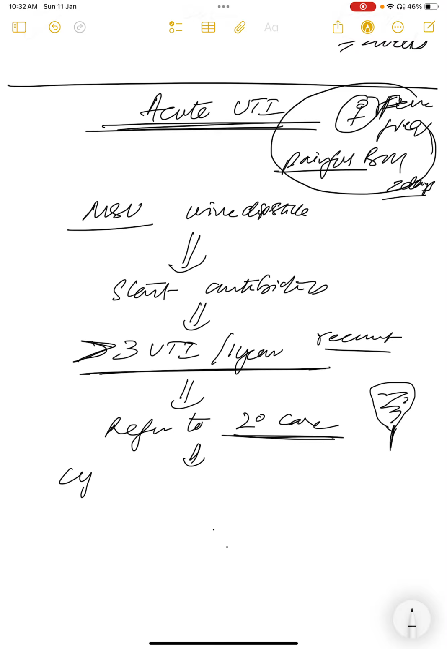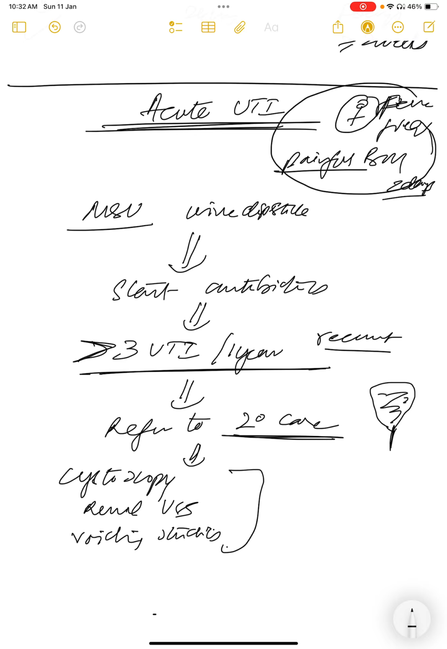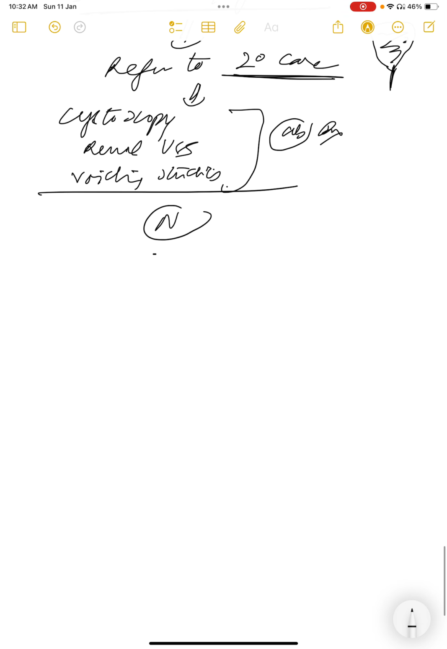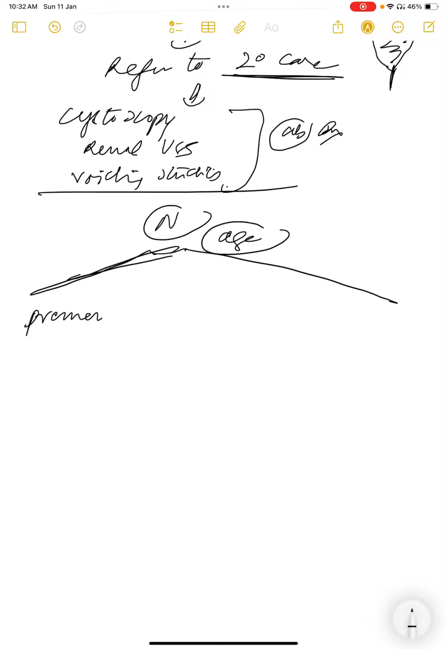They'll go for cystoscopy, renal ultrasound, voiding studies. Whatever abnormalities are there, they'll treat that. If even after the urologist did all this there is no abnormality and all are normal, then you'll see the age. You'll see if she is premenopausal or postmenopausal.